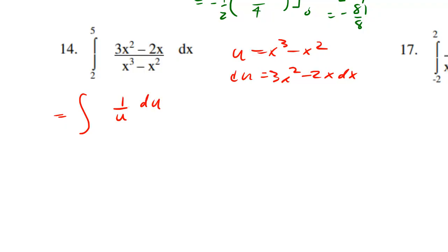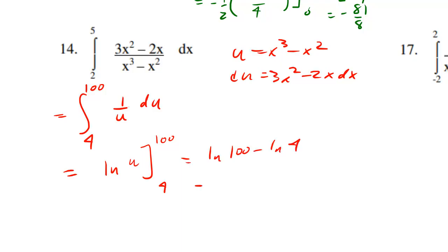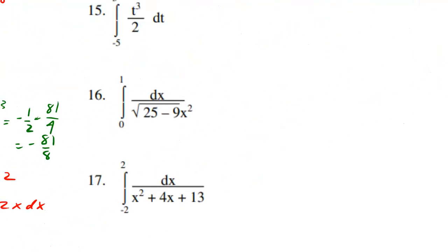Now, when x is 2, that's 8 minus 4, which is 4. When x is 5, that's 125 minus 25, which is 100. And so then we have the natural log of u evaluated from 4 to 100. So this would be natural log of 100 minus natural log of 4. You could also simplify that to the natural log of 25 if you are a happy-go-lucky camper.